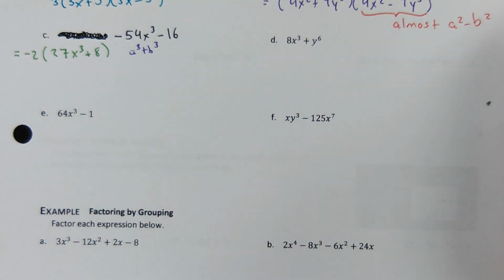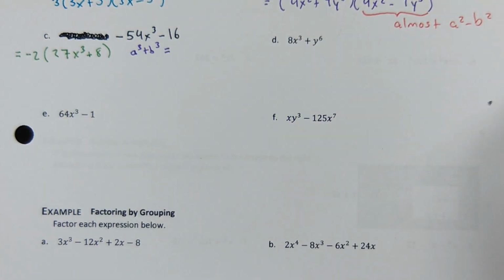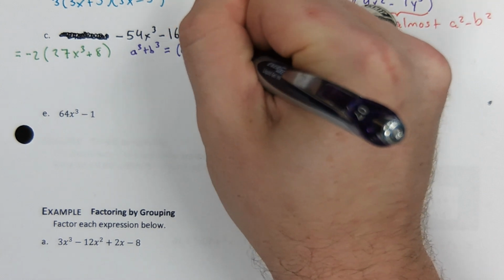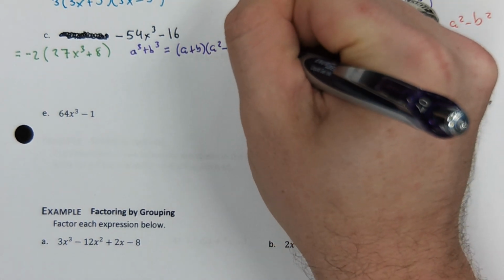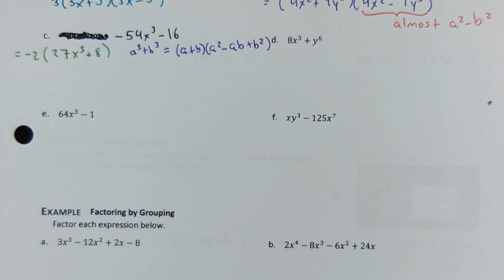Formula for a cubed plus b cubed. Whatever symbol was between the cubes, we'll use first. Then we use the opposite symbol next. Always end with a plus, like that. We just need to identify our A and our B.